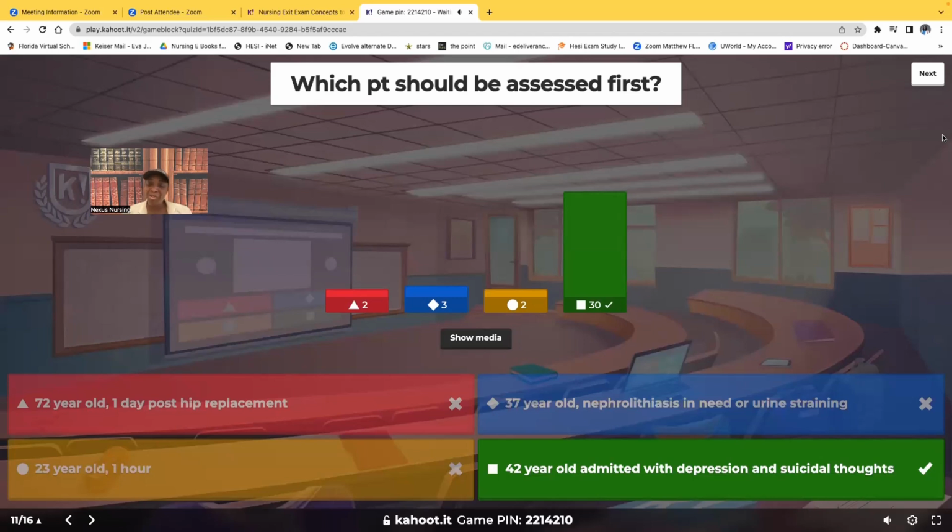Very good, guys. Your suicidal patient. Your patient that is admitted with depression and they're having suicidal thoughts. Guess what? That patient is not considered to be stable or non-suicidal until you assess them. They come in admitted with depression and suicidal thoughts. You are assessing them first. That's number 1. And number 2, you're putting them on one-on-one supervision.